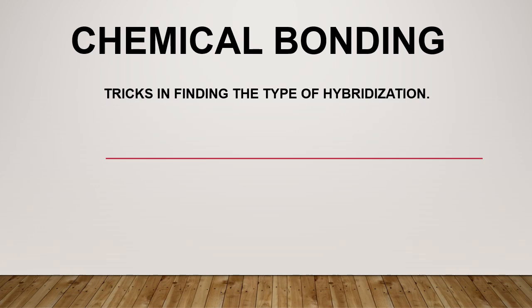Hello my dear students, in this video I'm going to tell you the tricks in finding the type of hybridization in various molecules and also counting the number of electron pairs, out of which we can also determine the bond pairs as well as lone pairs. So finally we can also determine the geometry of these molecules. So let's begin with the first example.